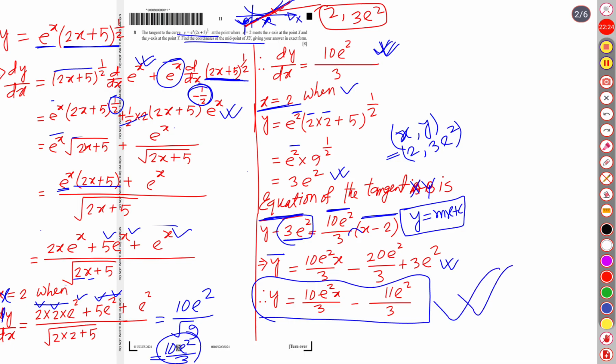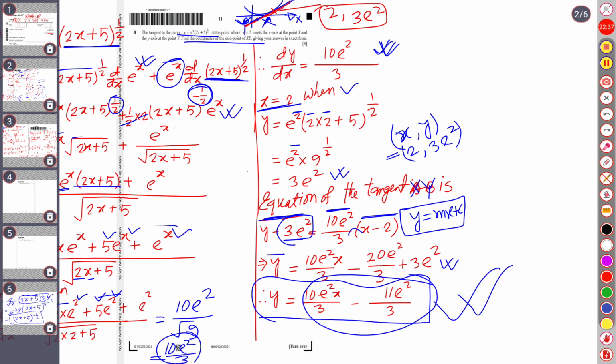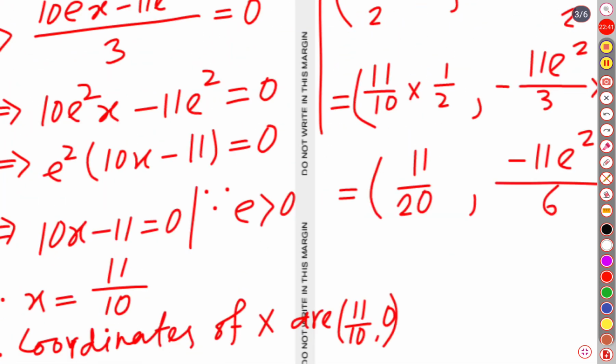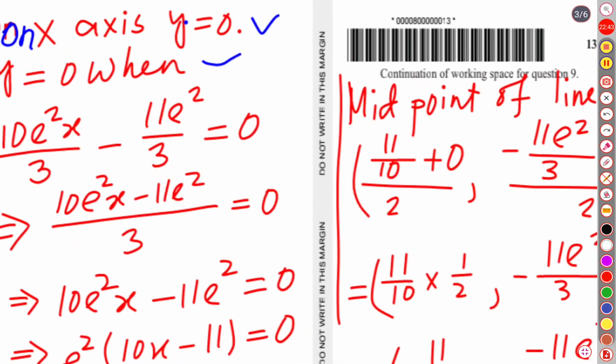y equal to 10 e raised to x over 3 minus 11 e square over 3. So as y is equal to 0, the whole of this will be 0. That's why we have written here that this equation is equal to 0. So the whole of this is equal to 0.